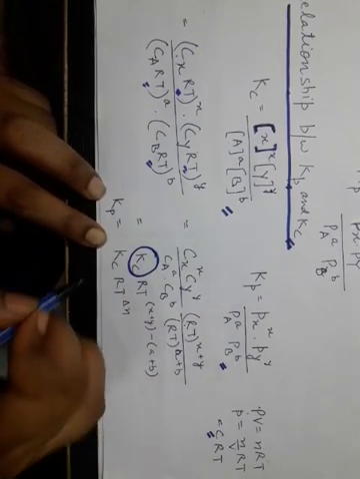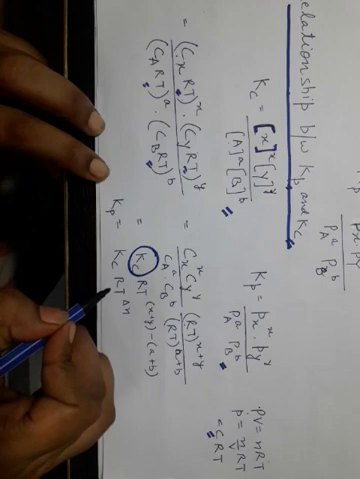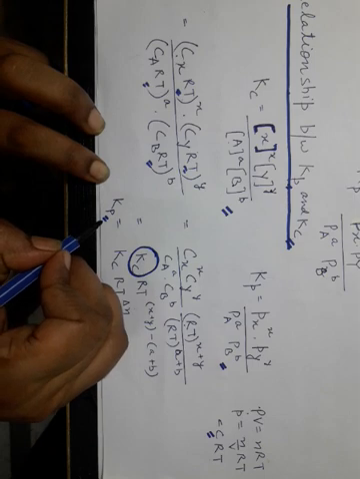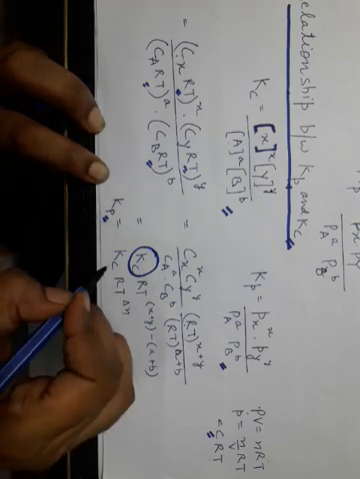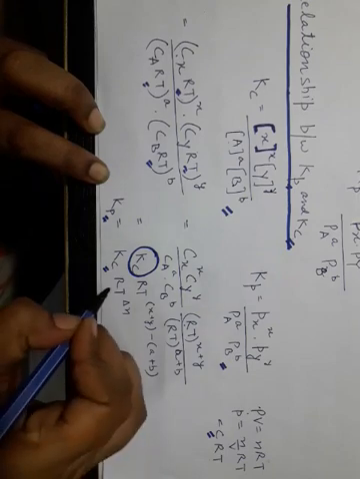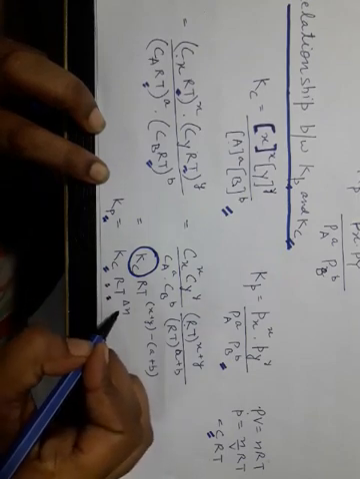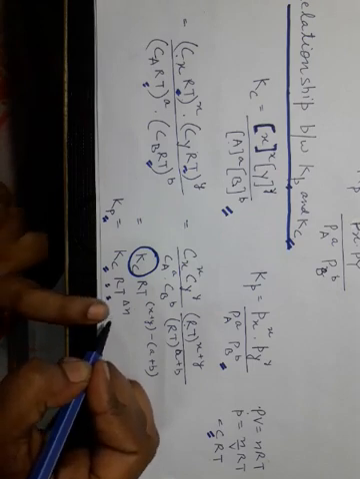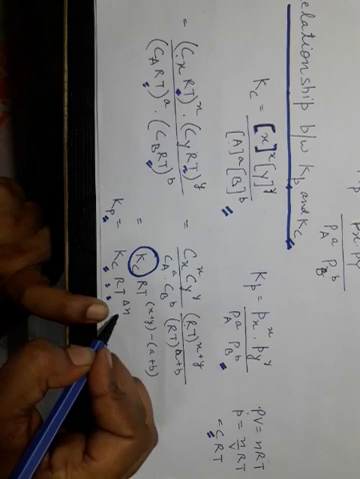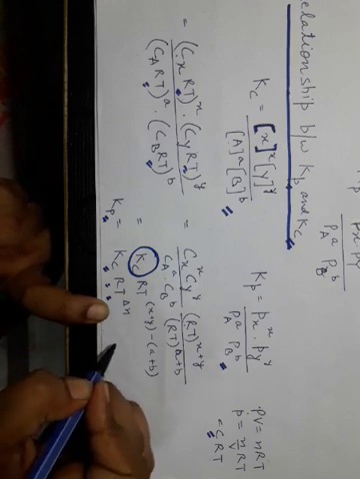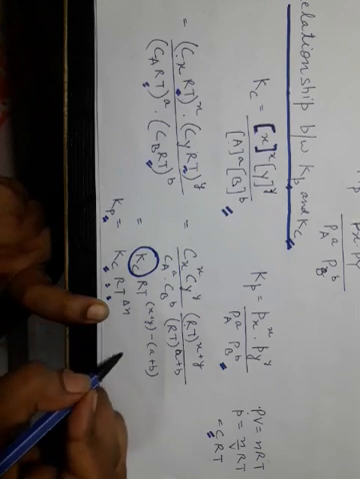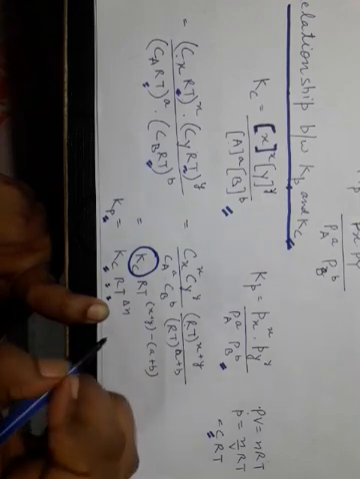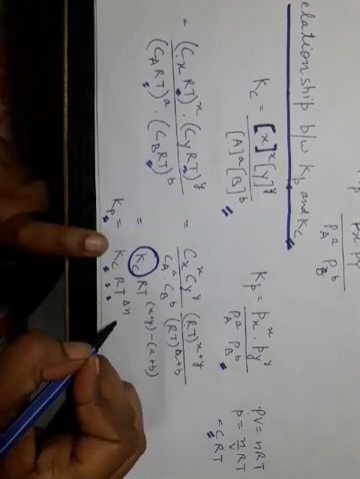Again solving this equation we get Kp is equal to Kc (RT) to the power delta n, where Kp is the equilibrium constant at pressure, Kc is the equilibrium constant at given concentration, R is the gas constant, T is the temperature, and delta n is the change in number of moles. That means the number of moles of products minus the number of moles of reactants: x plus y minus a plus b. We have to substitute their values and find the value of delta n and place it here.